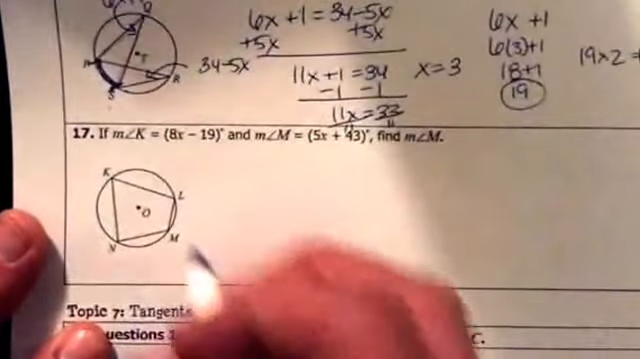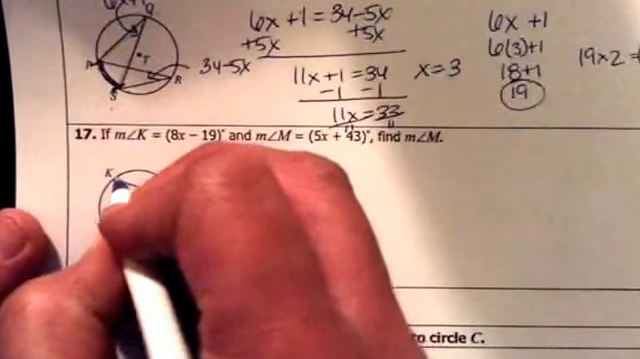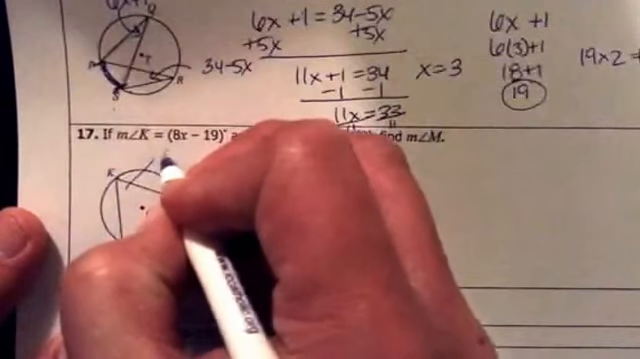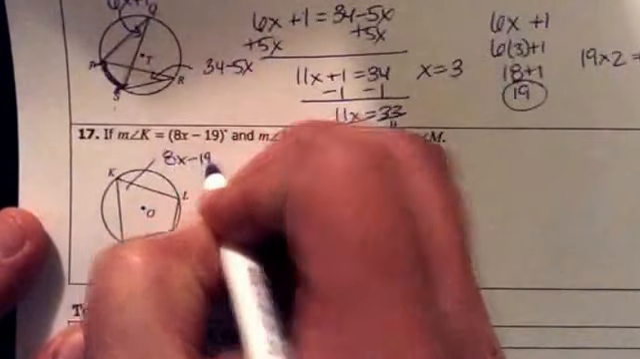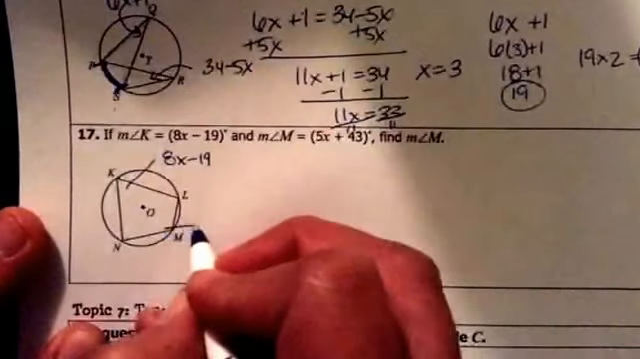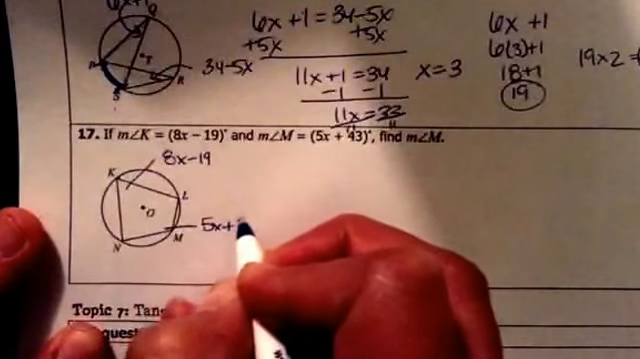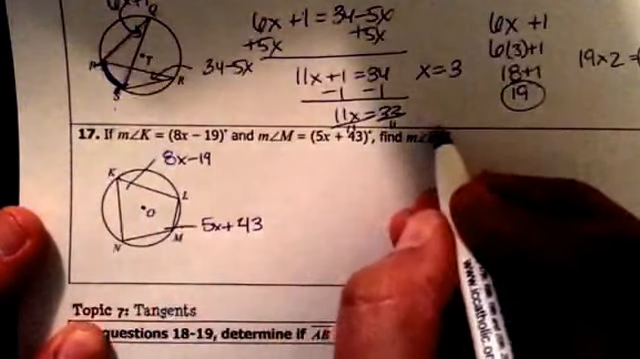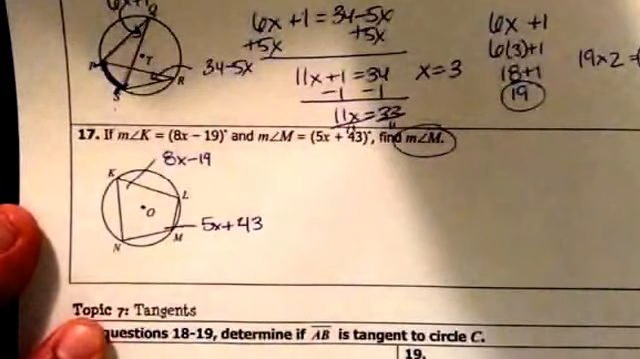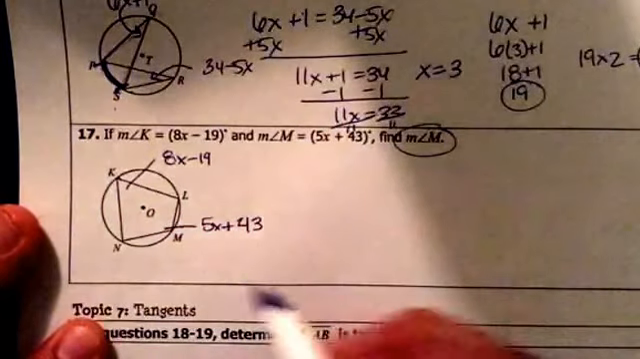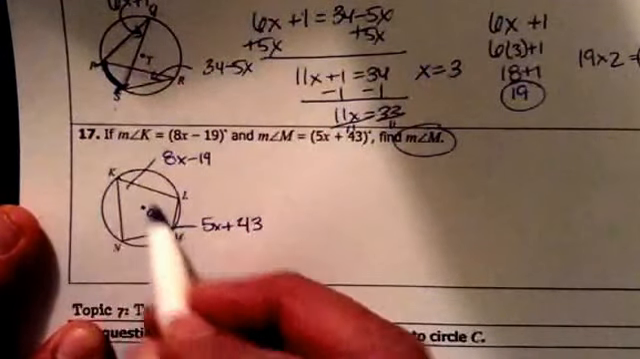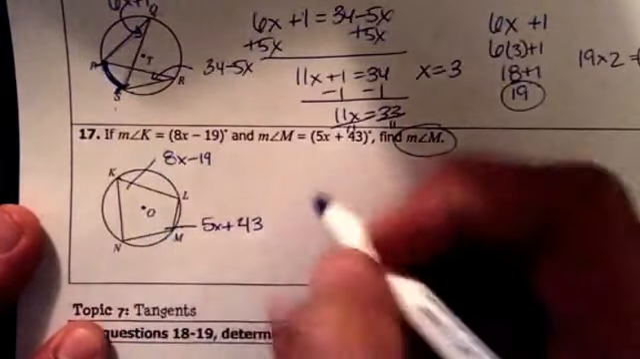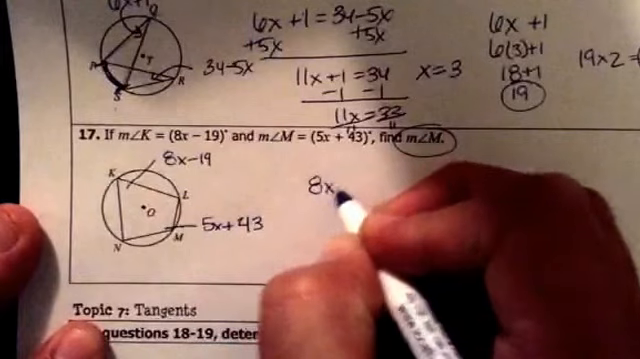On our next question, first of all, they're giving us a quadrilateral inside of our circle. They're telling us angle K is 8x minus 19. And they're telling us angle M is 5x plus 43. They want us to find angle M. So not only do we have to find x, but we're going to have to plug it back in for M here. What I do know is that when you have a quadrilateral, the two opposite angles are supplementary, which means they add up to 180 degrees.